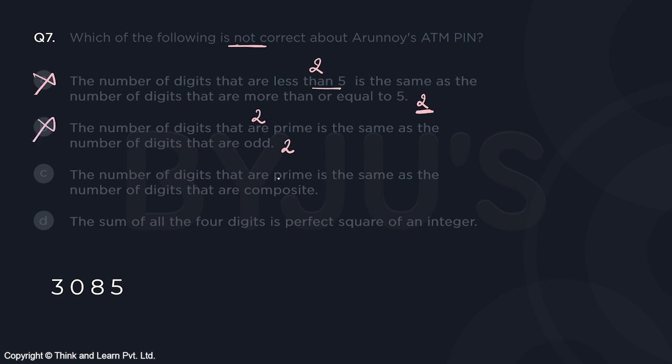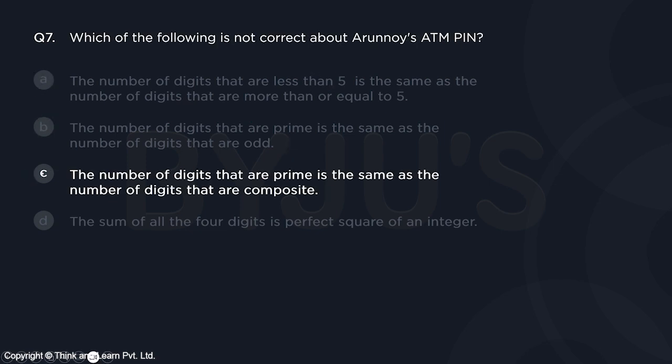The number of digits that are prime, which is 2, 3 and 5, is the same as the number of digits that are composite. How many digits are composite here? Only one, that is 8. This is not correct. So therefore option C is the right answer for us. So let's see the correct answer, which is option C.